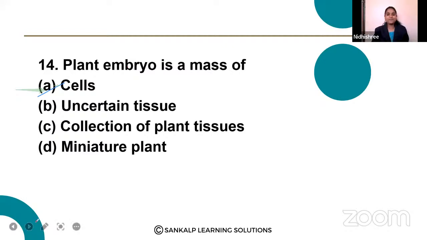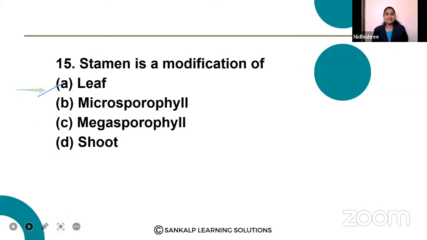Next, 15th question goes like this. Stamen is a modification of. Option A, leaf. Option B, microsporophyll. Option C, megasporophyll. Option D, shoot.